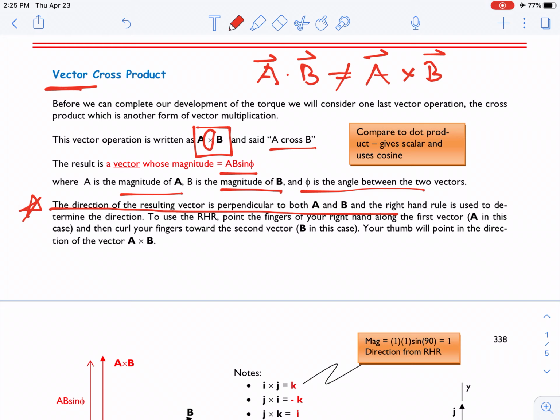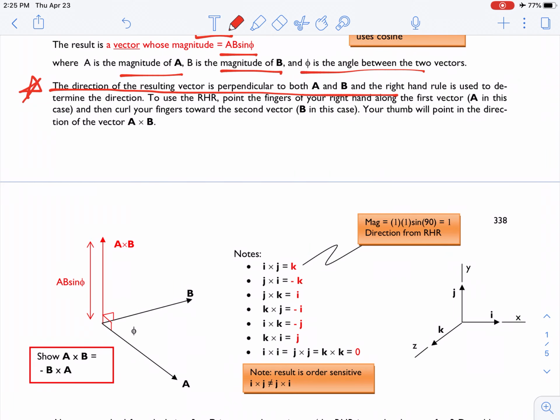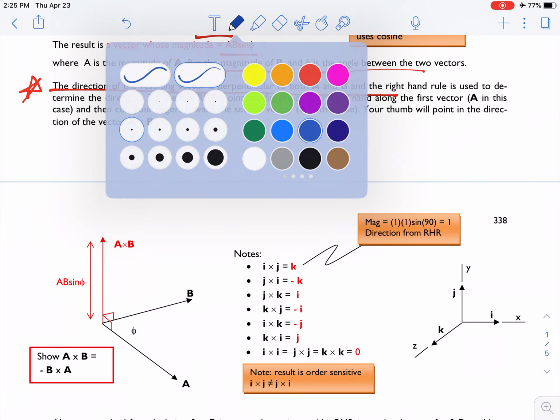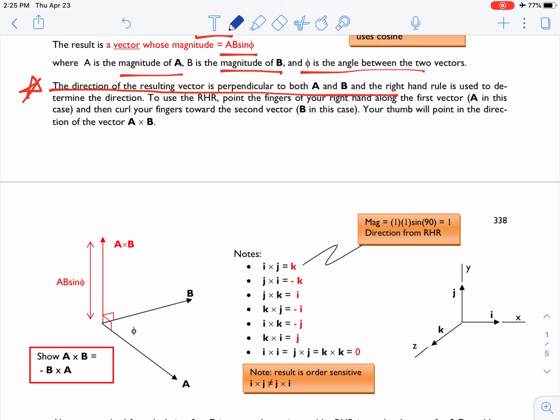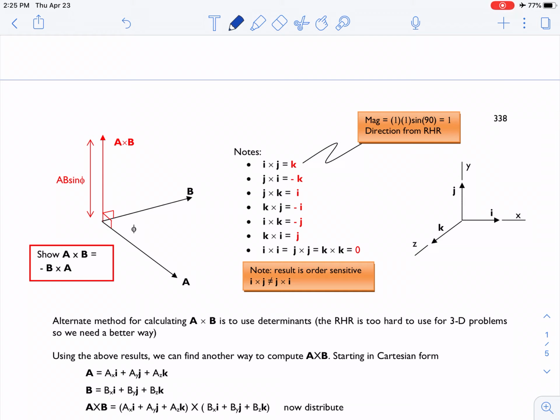Point the fingers of your right hand along the first vector A. The order matters in cross product, so the first vector is your forefingers. Point them along that vector, and then curl your fingers toward the second vector. Okay, so we're gonna see how to do that. Once you do that, the thumb stretched out from the forefingers, perpendicular to the forefingers, is gonna show you the direction of the resultant vector of this cross product. So let's look at the picture here and try to understand what is going on.